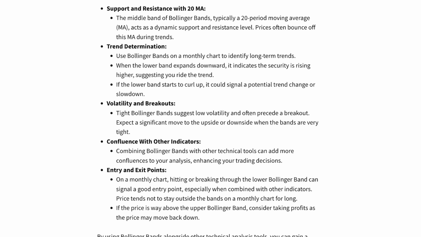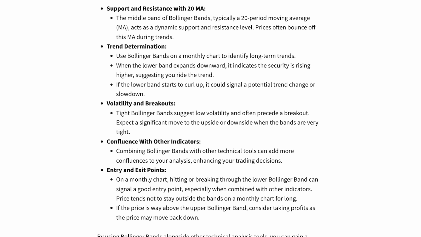When the lower band expands downward, this indicates that whatever you're looking at, the stock or the crypto security, is rising higher, suggesting that you ride the trend. So anytime on a monthly chart there's a big drop in the Bollinger Band, that means the price is really rising, and you should ride that trend. And we'll look at some examples. If the lower band starts to curl up, that could signal that there's a possible trend change or just a slowdown. We'll look at that on the charts as well.